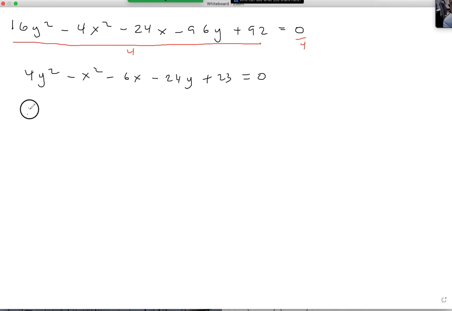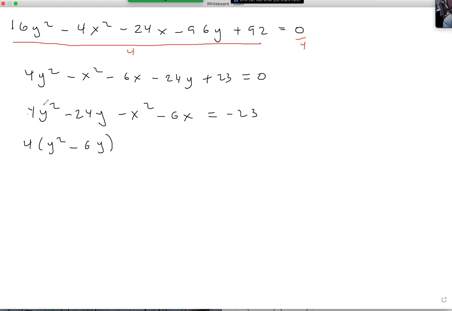So let's get 4y squared and then minus 24y together. And we'll get the negative x squared and the minus 6x together. And we'll scoot that 23 over and get negative 23 there. And now I can complete the square over here in both y and x. So let's take a 4 out of the y squared. And I think I'll do this as its own step right there.